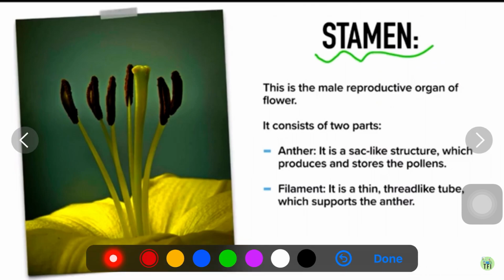Stamen. This is the male reproductive organ of the flower. It consists of 2 parts. Anther. It is a sac-like structure which produces and stores the pollen. And second, filament. It is a thin thread-like tube which supports the anther.